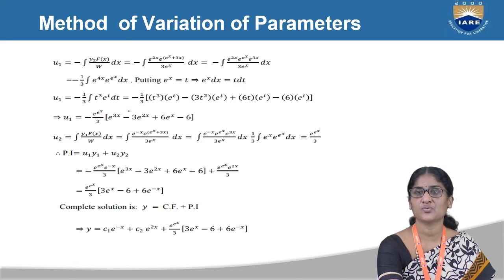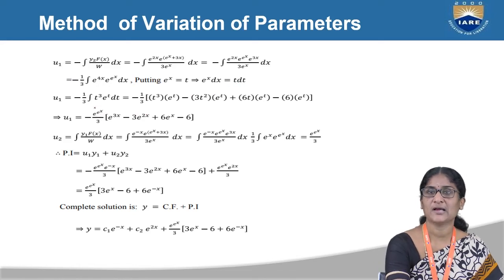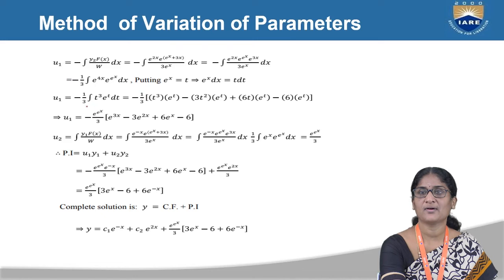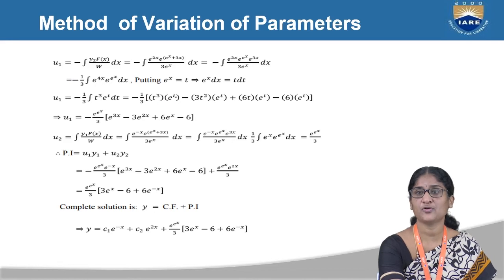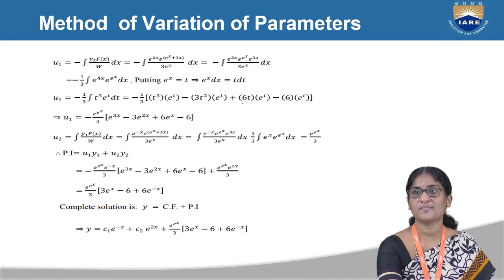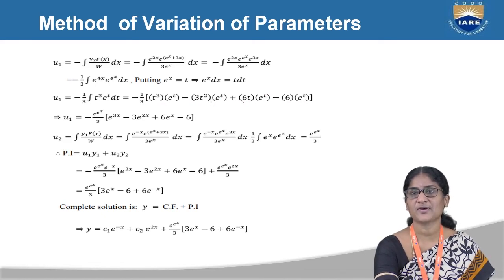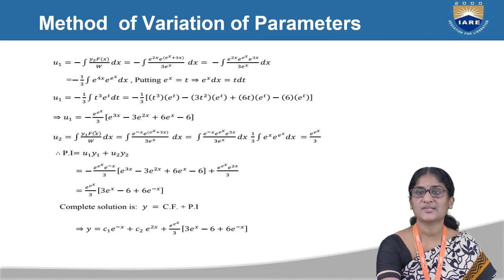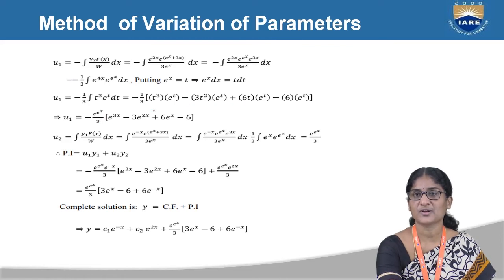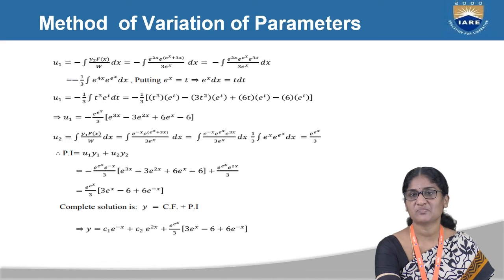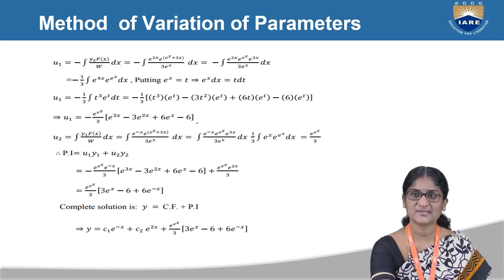Similarly, you try to find out the u1 value by converting to t. So minus 1 by 3 integral of t cube e to the power of t dt, which is minus 1 by 3 [t cube e power t minus 3 t square into e power t plus 6t into e power t minus 6 into e power t]. Elaborately, if I do the integral part, I got it like this. And u1 is equal to minus e power x by 3 [...]. After converting t, because t is what we assumed, rewrite it in terms of x to get the actual solution. So e power x by 3 into e power 3x minus 3 into e power 2x plus 6 into e power x minus 6 is the u1 value.